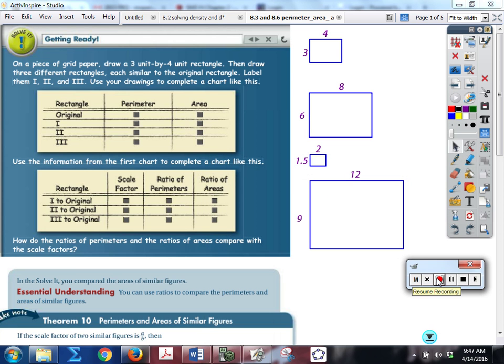So for 8.6 and 8.3, this first part is 8.3, we are going to talk about the relationship between perimeter and area for right now, and the scale factor. So right here I have a rectangle. I'm just going to call it O for original. I have this rectangle, and then these are similar rectangles, which means same shape, but just different sizes, right?